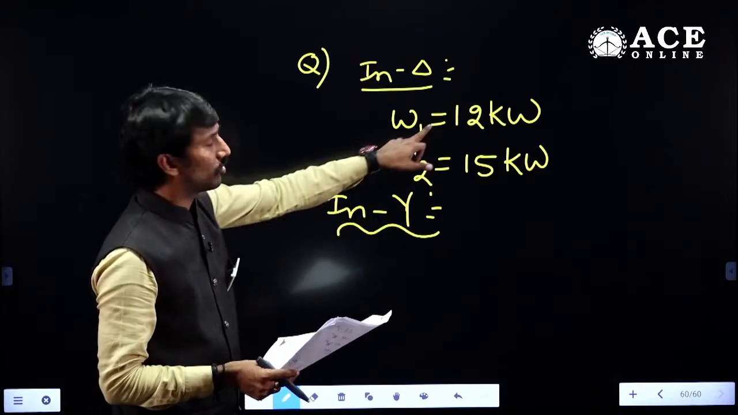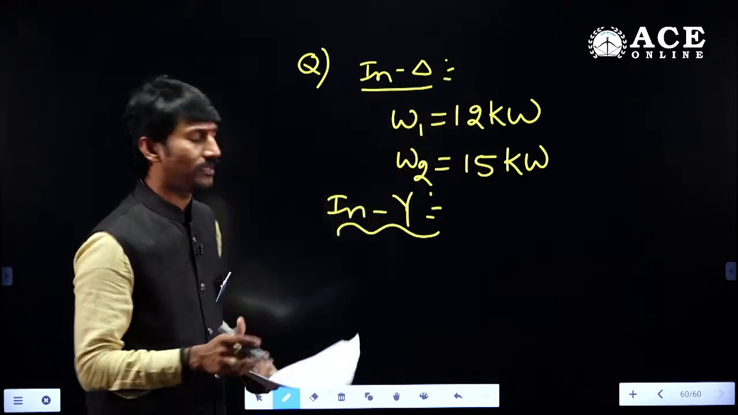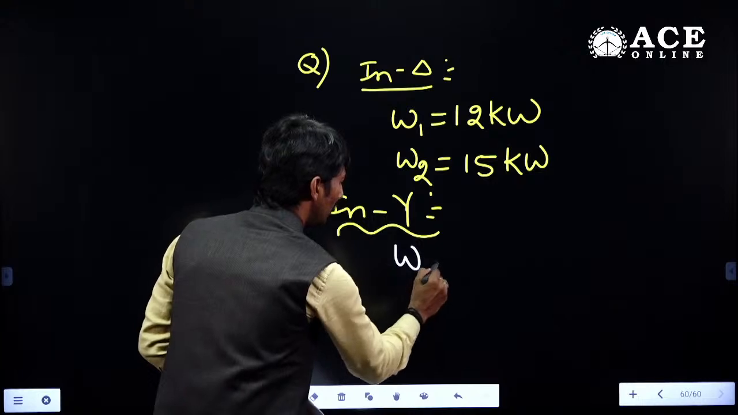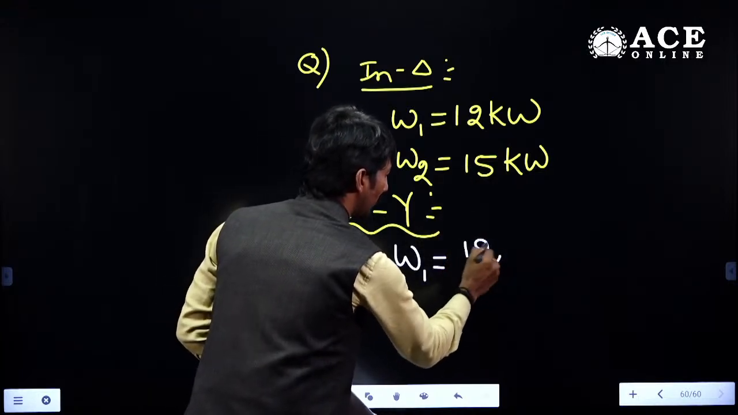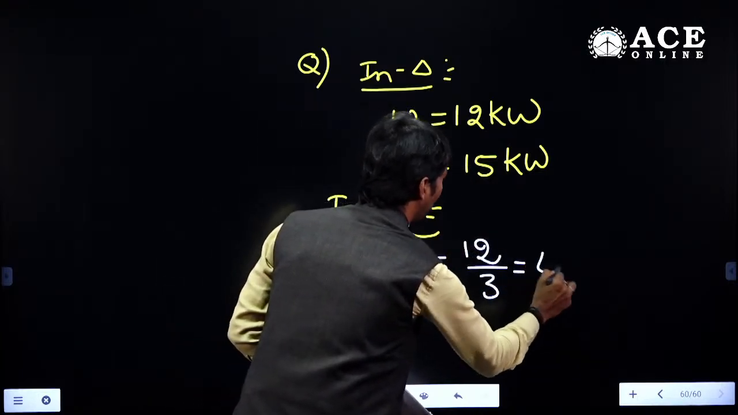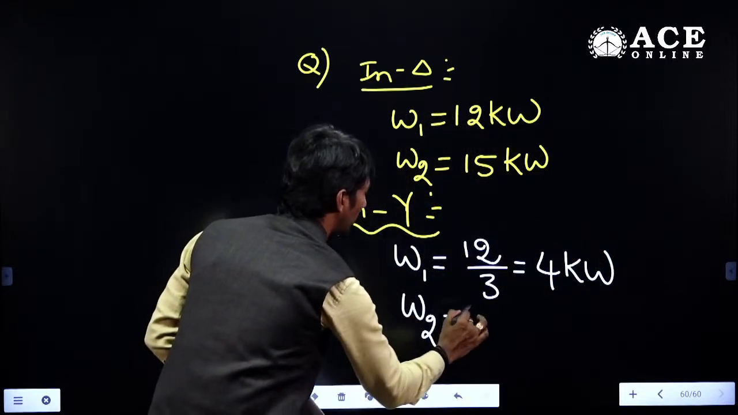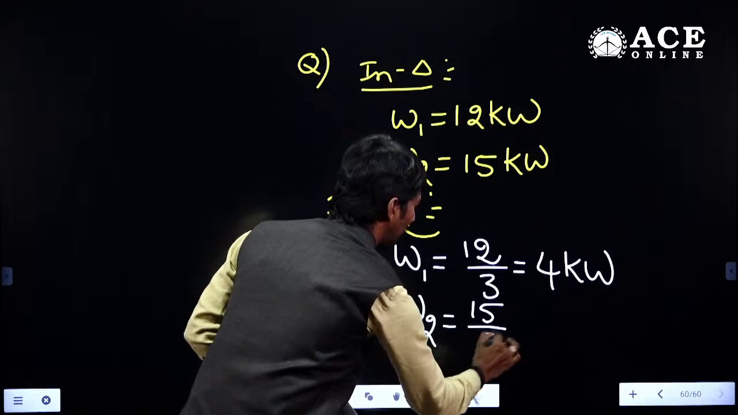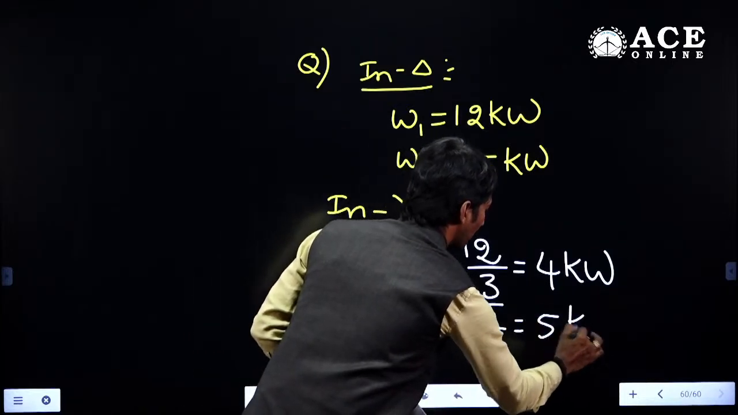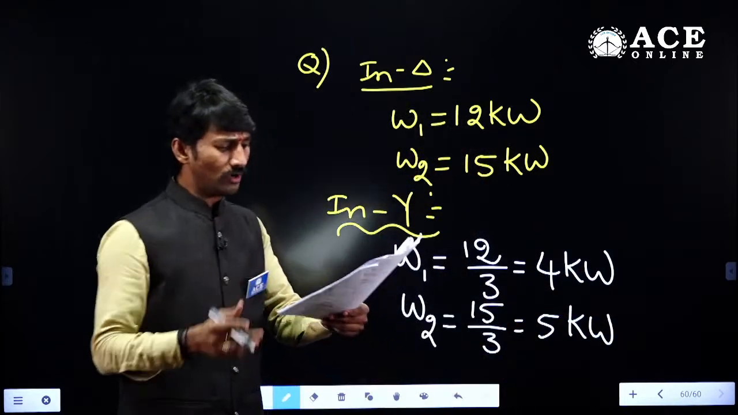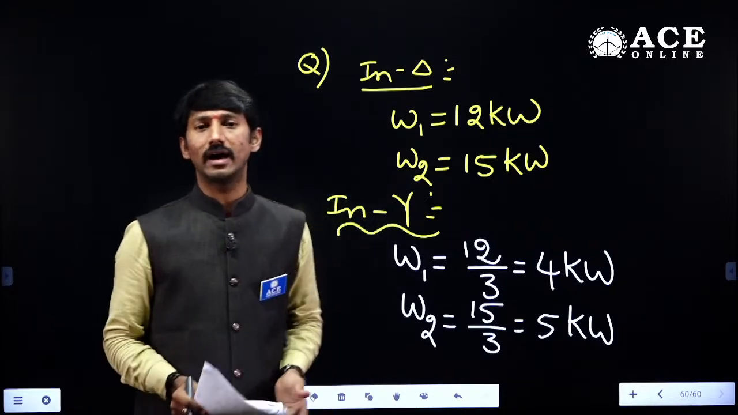W1 in the star is equal to delta power by 3. So simply W1 is equal to 12 by 3, so you will be getting 4 kilowatt. In the same way, W2 equals 15 by 3, which is 5 kilowatt. Therefore, according to the given options, option B is the answer.